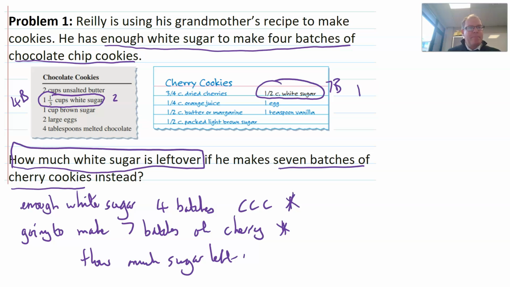So clearly, if I'm making 4 batches and I've changed it to 2 cups, that's clearly 8 cups of white sugar I have. I've got enough to make 8 cups. However, if it's 1 cup and I make 7 batches, that would be 7 cups to make my 7 batches of cherry. So then I just subtract those 2 to get 1 cup. And then I repeat that with the hard numbers.